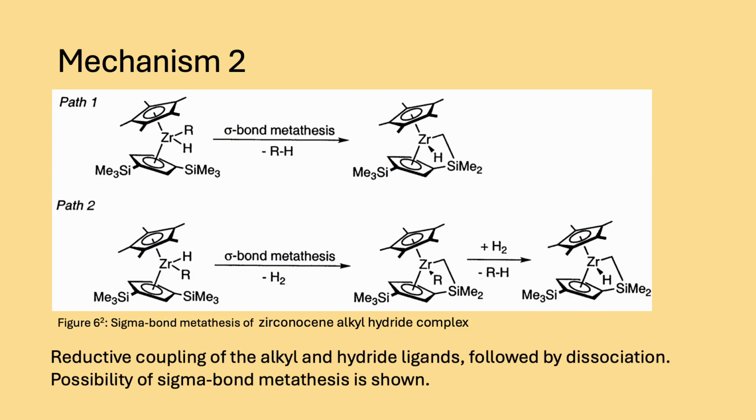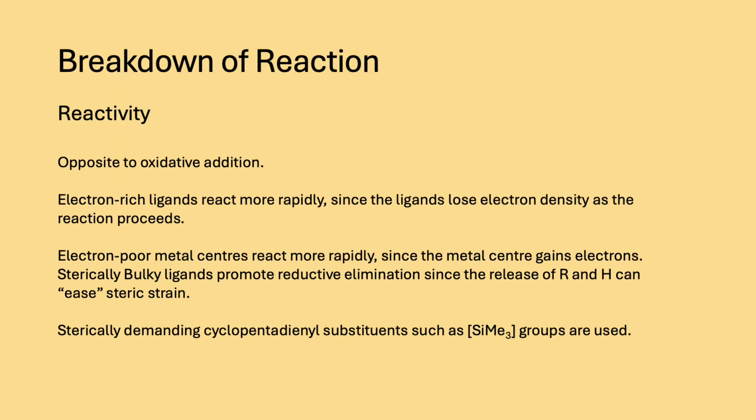A reductive elimination reaction has been claimed to be a composite of two reactions, namely reductive coupling of the alkyl and hydride ligands followed by a dissociation, and so an alternative mechanism with the possibility of sigma bond metathesis is shown. Reactivity trends in reductive elimination are opposite to those of oxidative addition.